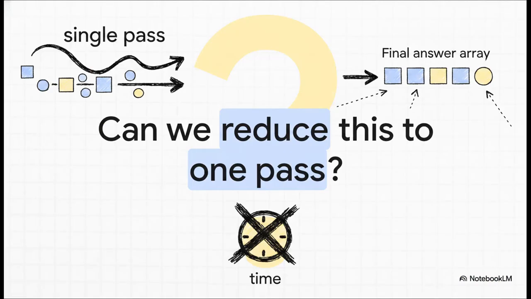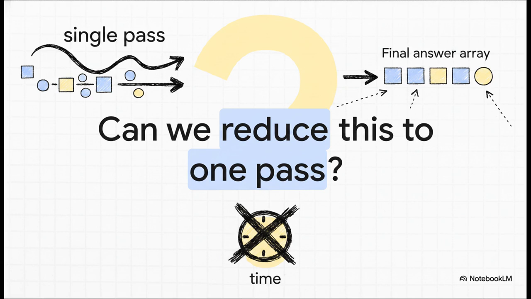Okay, section 3, the one-pass optimization. Boom! You proved you can solve it, you got the right answer. But now the interviewer leans in and asks the classic follow-up. Can you do this without the extra iteration passes? We did one pass to separate them and another completely separate pass to stitch them back together. Can we reduce this down to just one single pass?